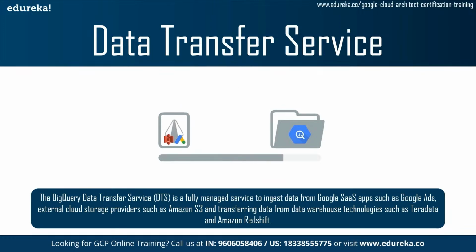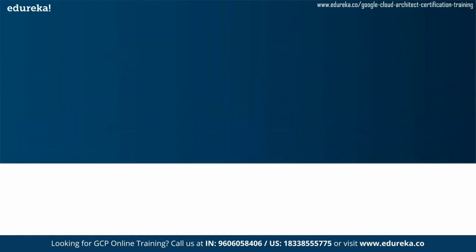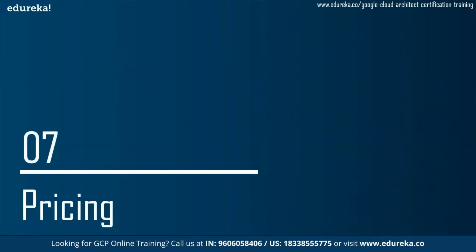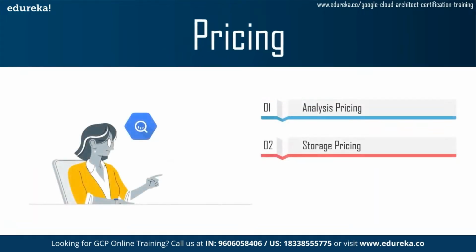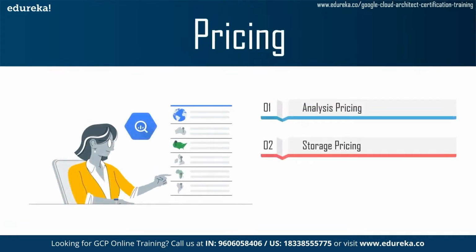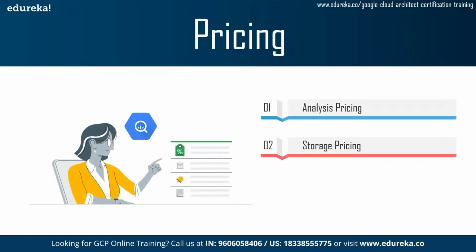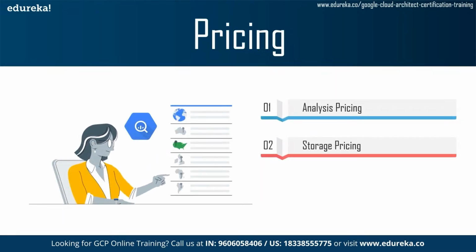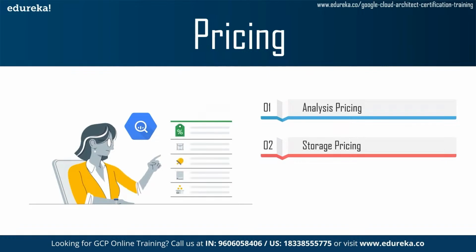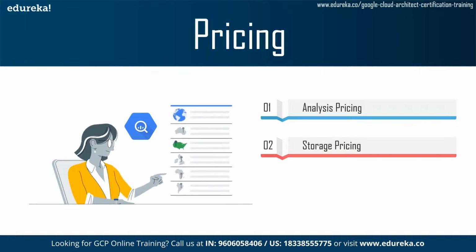Let's look at the pricing criteria and models of Google BigQuery. BigQuery pricing has two main components. The first is analysis pricing, which is the cost to process queries, including SQL queries, user-defined function scripts, and certain data manipulation language and data definition language statements that scan tables. Second is storage pricing, which is the cost to store data that you load into BigQuery.